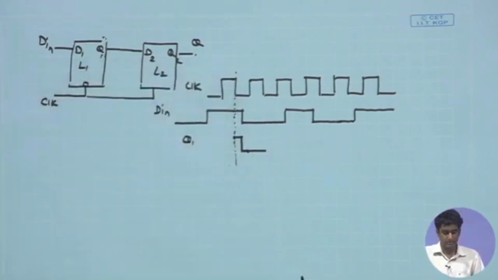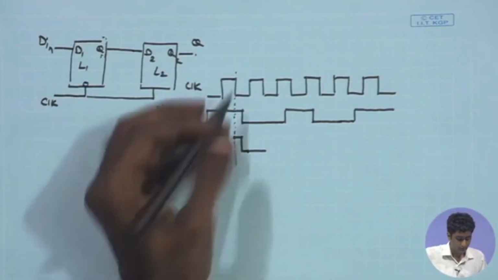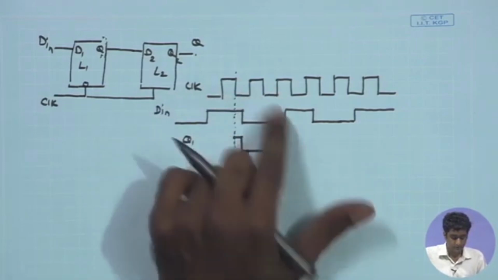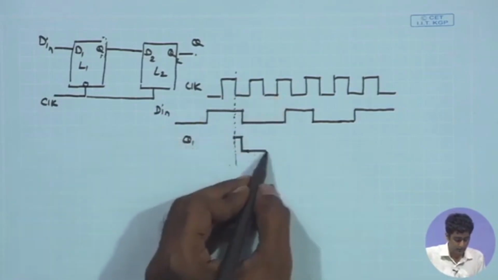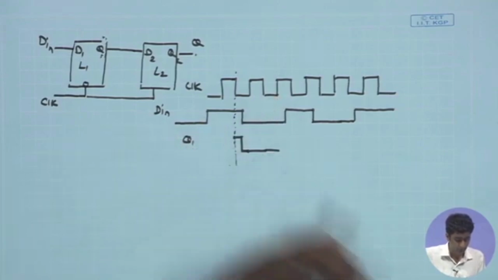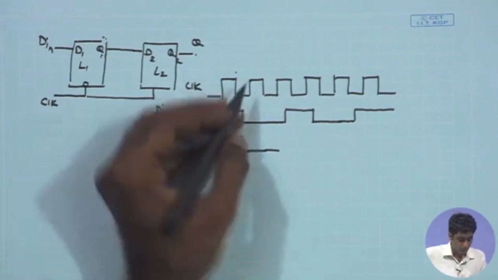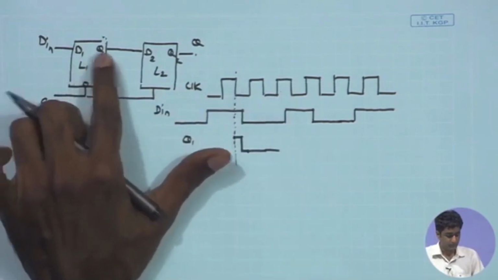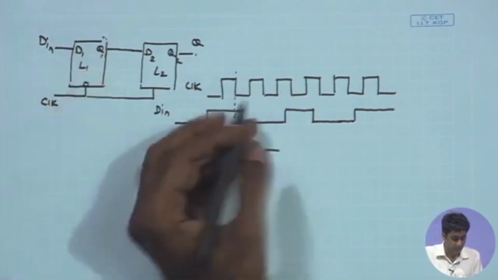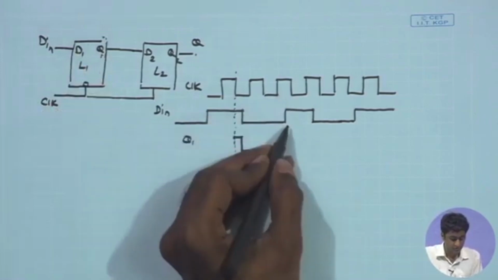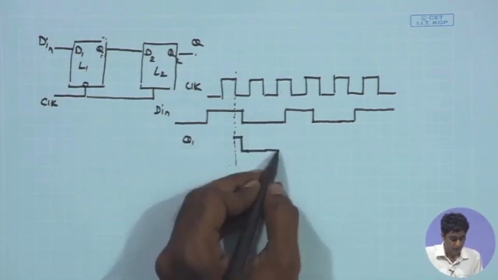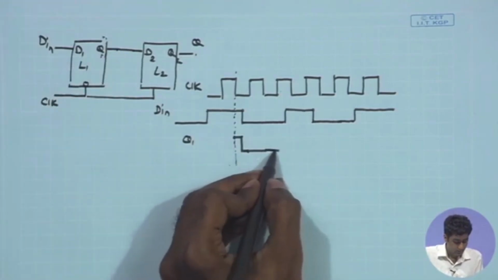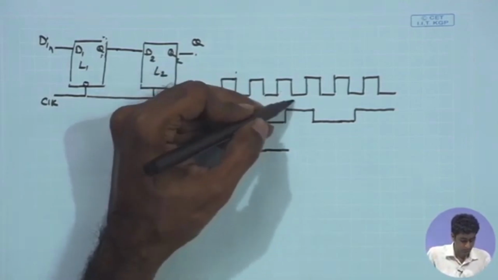This is the operation we discussed for Q1. Once again, for the next negative phase of the clock, when the clock is low, data is remaining 0, therefore, Q1 will also remain 0. Once again, during the positive phase of the clock, L1 is not transparent, therefore, whatever transition happens in D, the Q1 will be opaque to that. Therefore, during the positive phase of the clock, once again there is no transition.